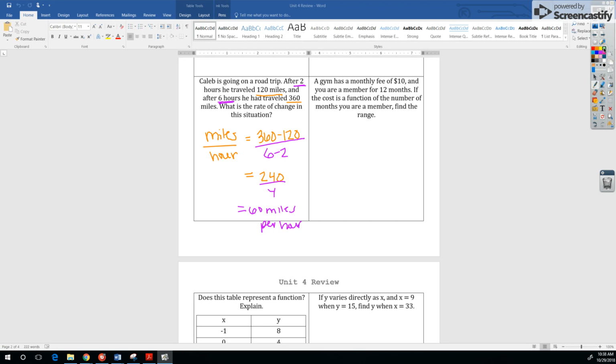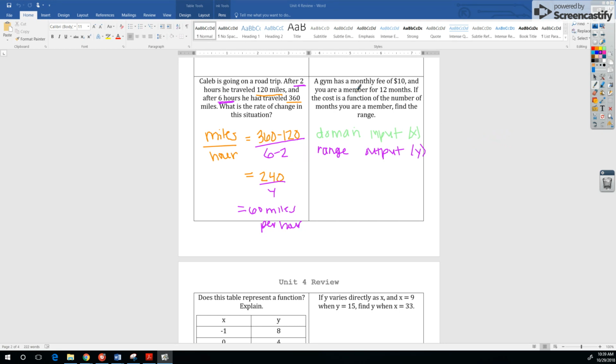Okay, a gym has a monthly fee of $10 and you are a member for 12 months. If the cost is a function of the number of months you're a member, find the range. Domain is your X values. Domain is your input. Range is your Y values. Range is your output.